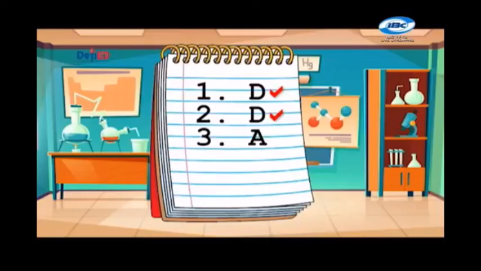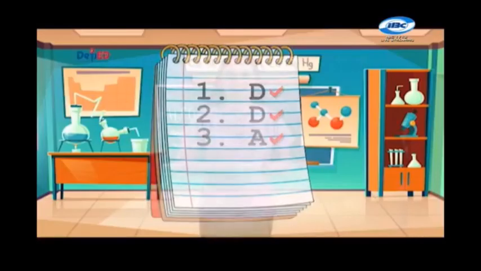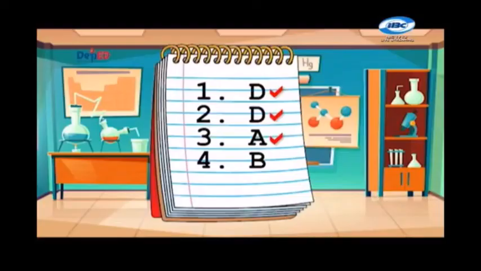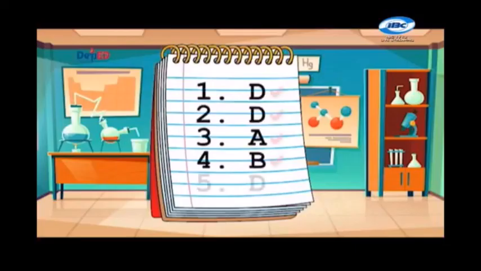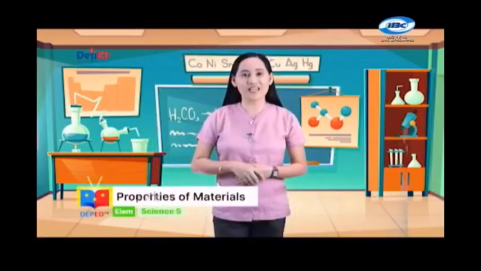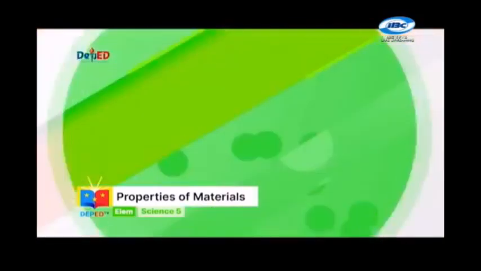Number 3. If your answer is letter A, aluminum foil, you are correct. That is because metals like aluminum are good conductors of heat. They absorb heat very easily. Number 4. If your answer is letter B, rubber band, you are correct. Rubber band has the ability to be stretched and return to its original shape when the stress is removed. Lastly, we go to number 5. If you answered letter D, hardness, perfect! You got it right. Hardness is the ability of a material to resist pressure that may cause deformation or change in shape.